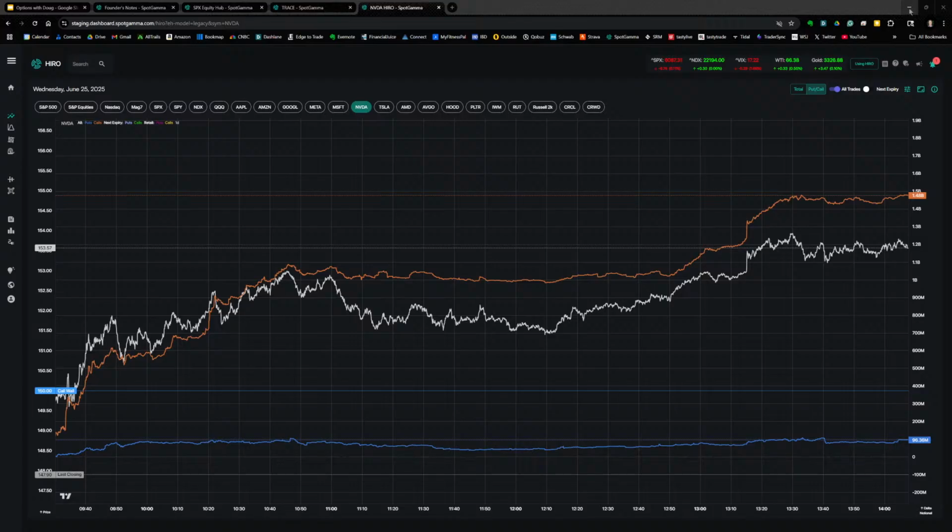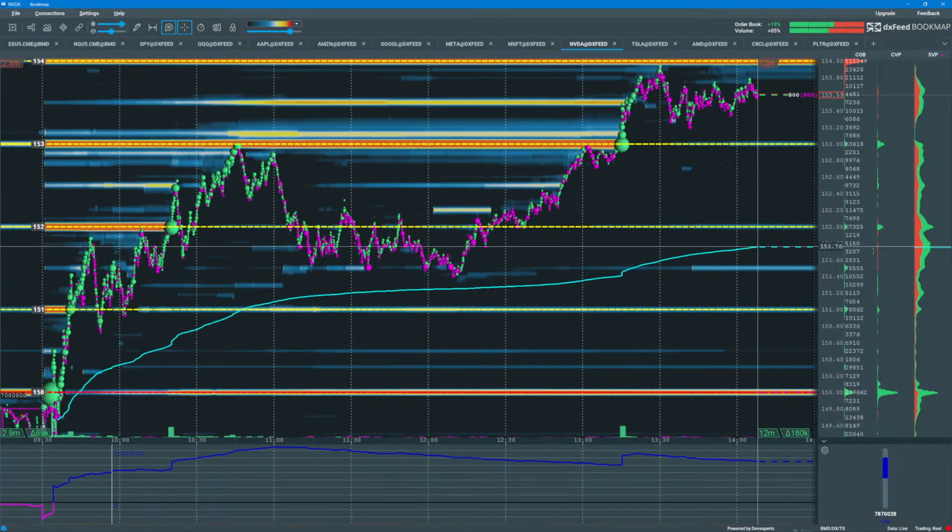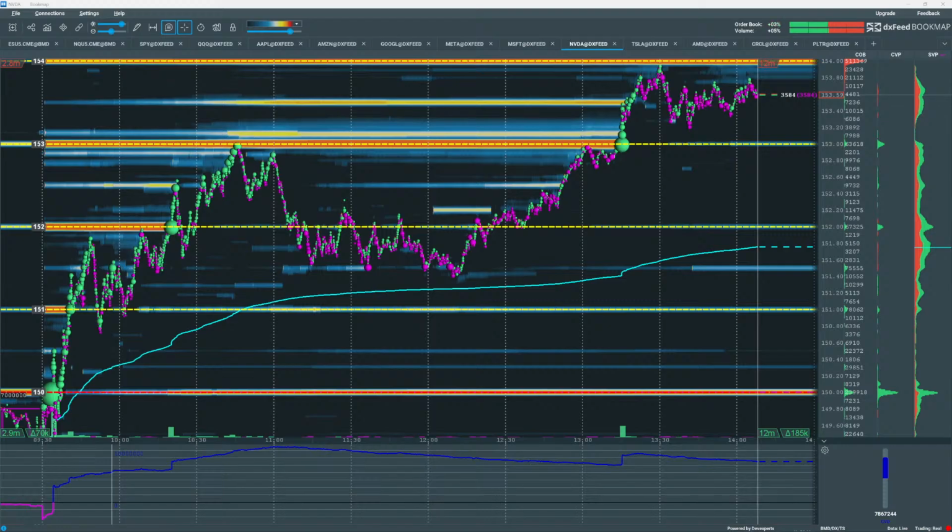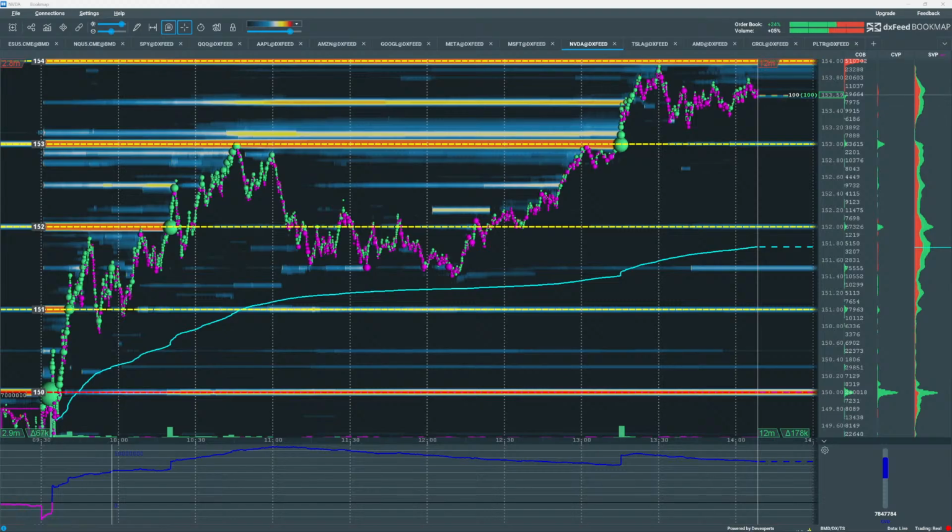So let's go back to Bookmap. NVIDIA. Bullish opening drive up to 153 liquidity. Absorption at that level. Call buyers take the foot off the gas. Call buyers start to come in again. Now NVIDIA consolidating again. All right, so that's NVIDIA, bullish.